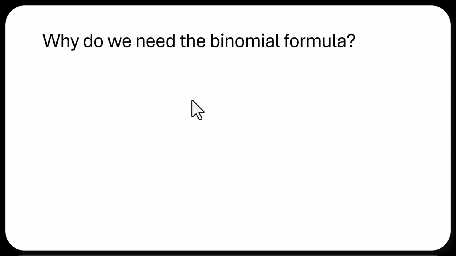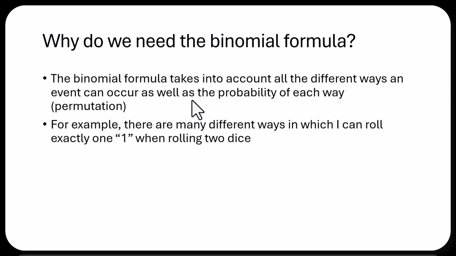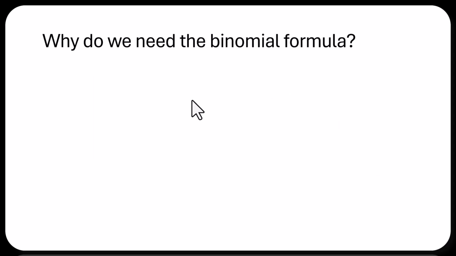So why do we need the binomial formula? It takes into account all the different ways an event can occur, as well as the probability of each way. For example, there are many different ways in which I can roll exactly 1, 1 when rolling 2 dice. We saw that by looking at the sample space. I must consider each way or permutation and sum the probabilities of each outcome in order to find the probability of getting exactly 1, 1 when rolling 2 dice.